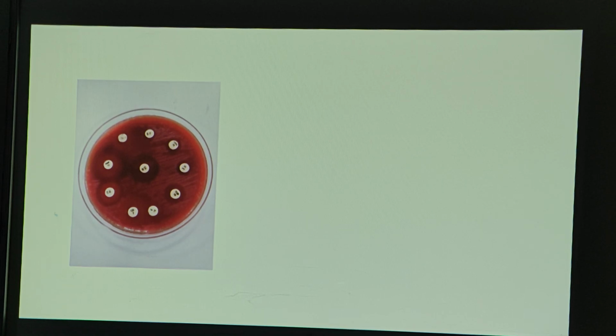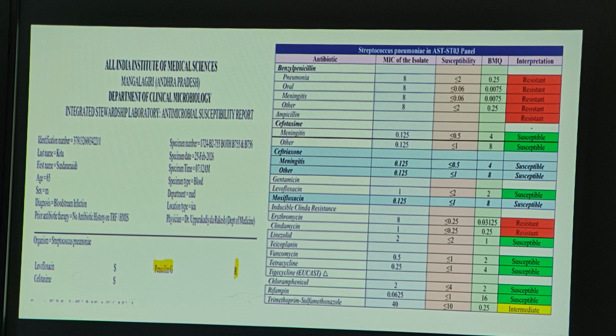Blood culture flagged on the second day, both samples flagged. In gram staining we got gram-positive cocci in chains. So we did a direct sensitivity because this patient is having pneumonia features also, so we suspected Streptococcus pneumoniae, so DST is also put. This is the final report.